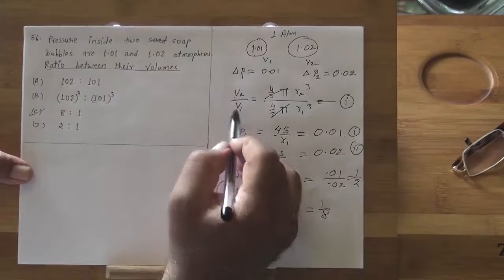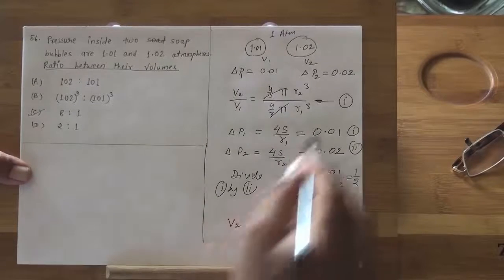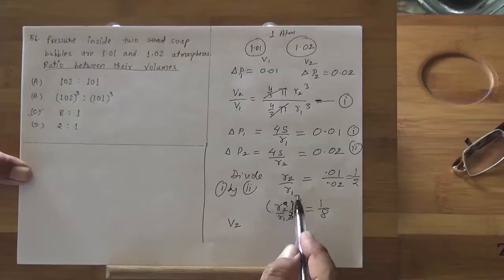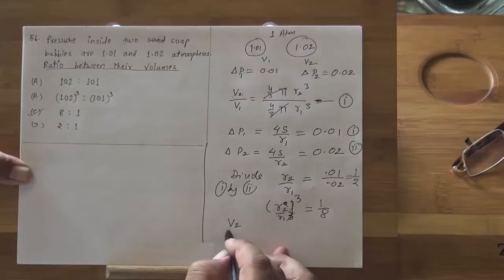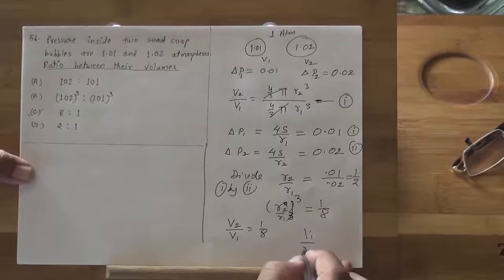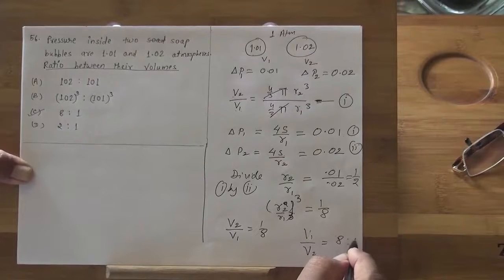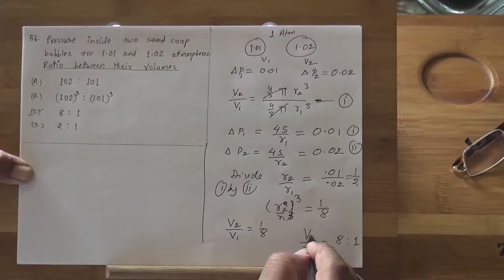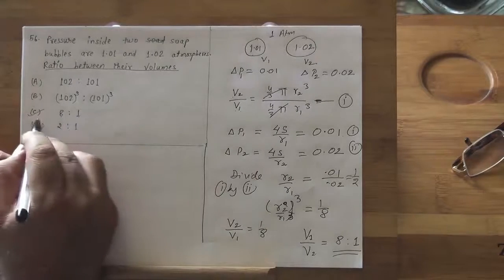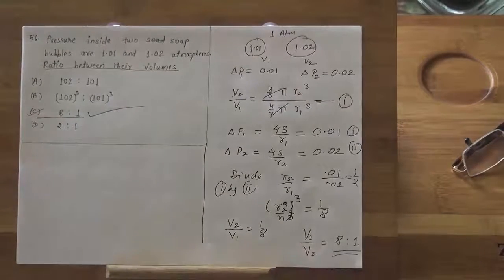So what we get here, ratio of V2 to V1, R2 cube upon R1 cube, this comes to V2 upon V1 is 1 upon 8, so V1 upon V2 is 8 upon 1, 8 to 1. This is V1 upon V2, ratio of their volumes. Okay, so this is how it's made.